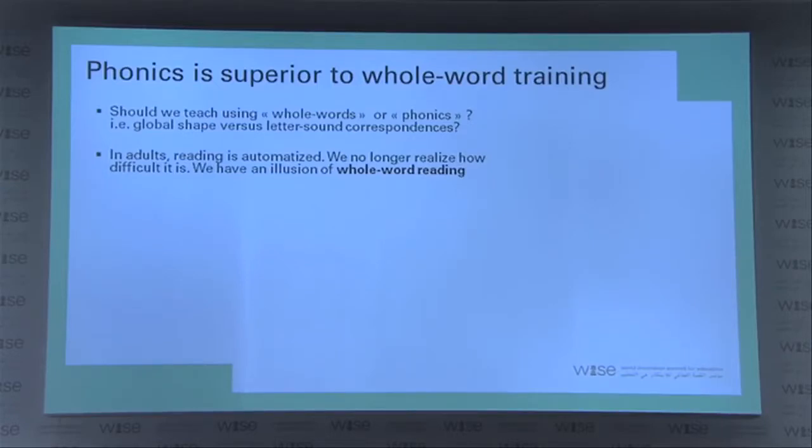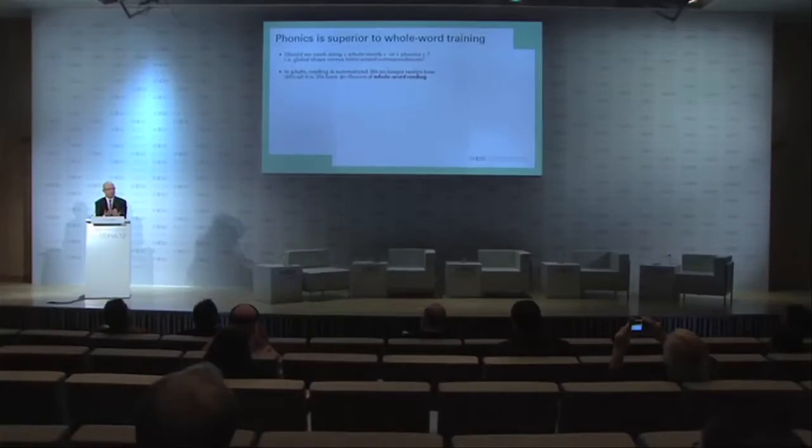As adults, we have forgotten how we were as children. We have forgotten how difficult it was to learn to read, and we think that we can just lay our eyes on a word and it immediately pops to mind. And indeed, there is this notion of parallel reading. We read all of the letters at the same time. This gives us an illusion of whole word reading.